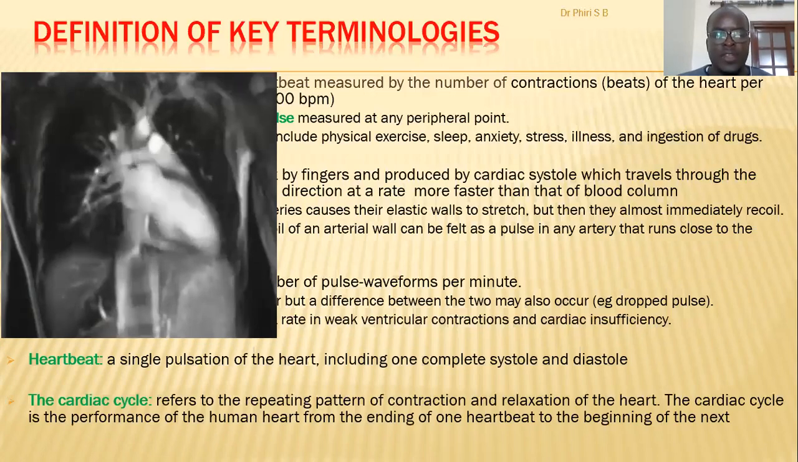Then the cardiac cycle refers to the repeating pattern of contraction and relaxation of the heart. So the cardiac cycle is the performance of the human heart from the ending of one heartbeat to the beginning of the next heartbeat. Those events that are taking place there are referred to as the cardiac cycle. With those terminologies, now we are good to look into the cardiac cycle and the heart sounds.